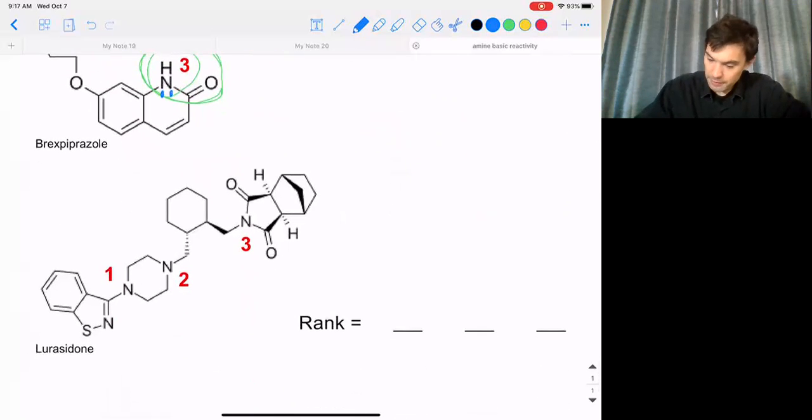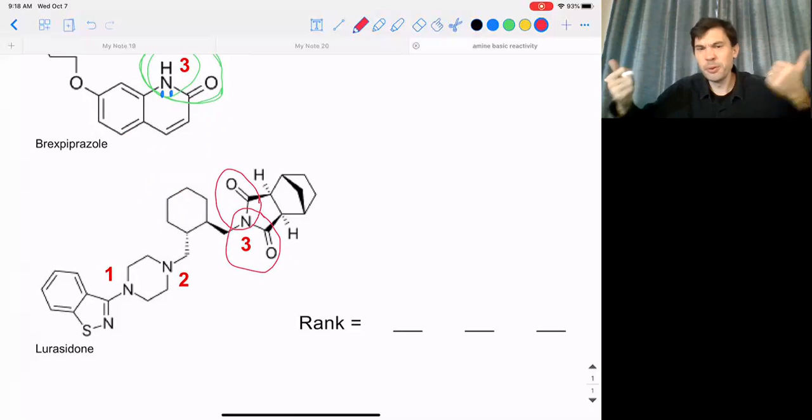Over here we have some of the same problems, so hopefully you're getting the pattern down at this point. For nitrogen 3, we can recognize it's part of an amide, but this one's actually doubly an amide, if you will. That nitrogen lone pair is going to be pulled in both directions. So we don't even really have to look a whole lot further. We know that one's going to be even less basic than the amides we talked about up above.